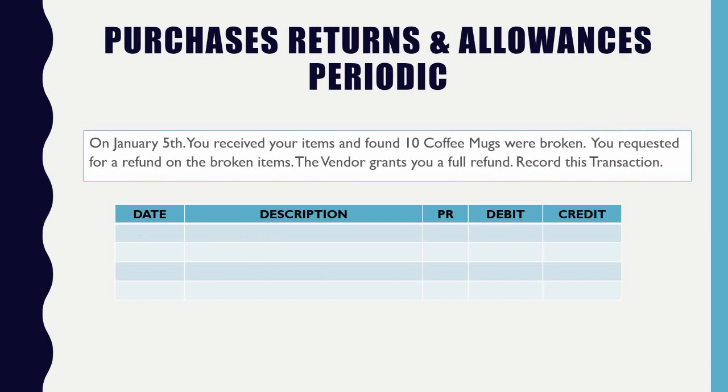Okay? Now let's say upon receiving that inventory, on January 5th, we called up the vendor because we opened all the boxes and inspected every single cup, and we ended up finding that 10 of those coffee mugs were broken. Now, of course, you can't sell those coffee mugs. So what you decided to do is ask for a refund on those broken items, okay? And the vendor, of course, grants you the full refund, okay? So how are we going to record this transaction on January 5th?